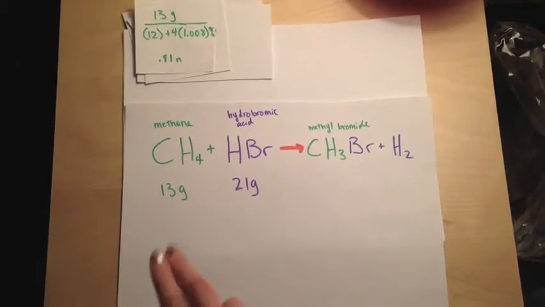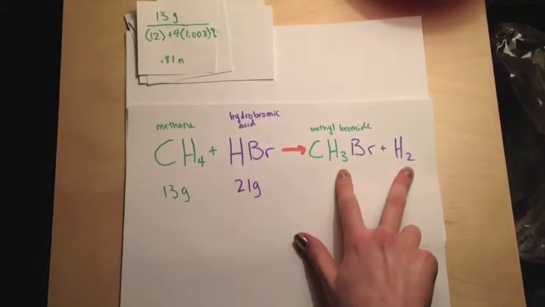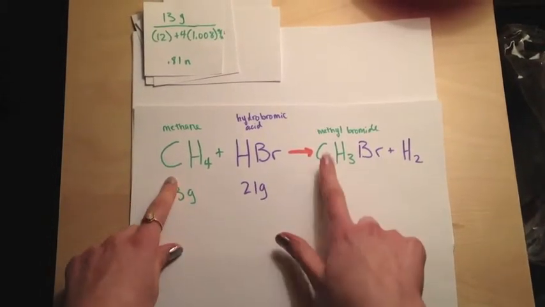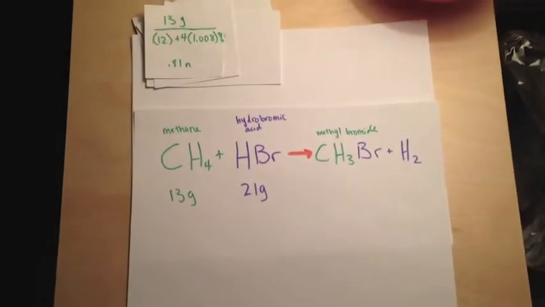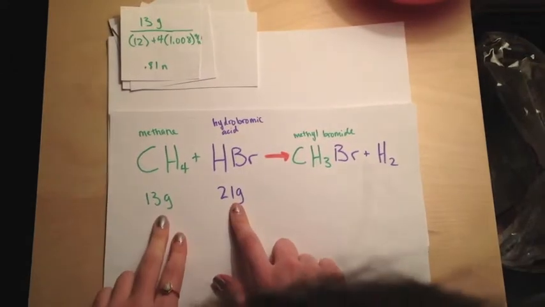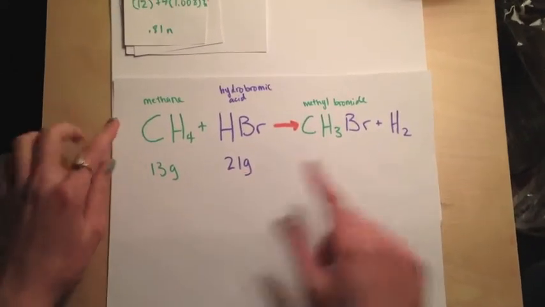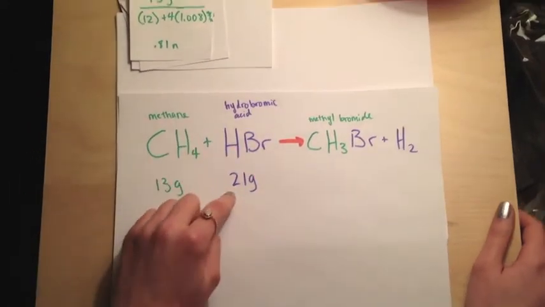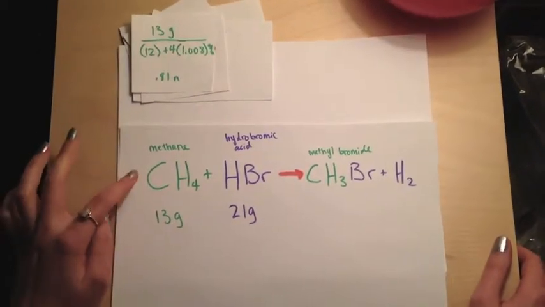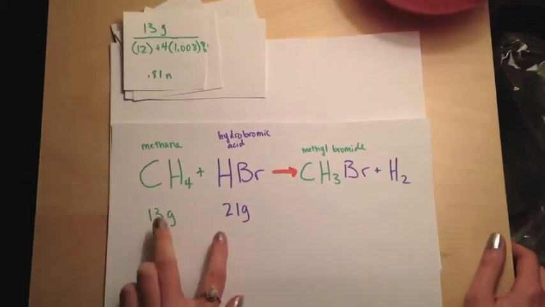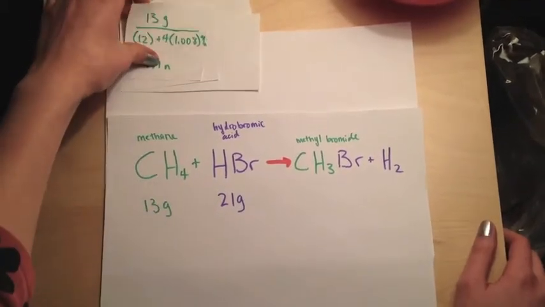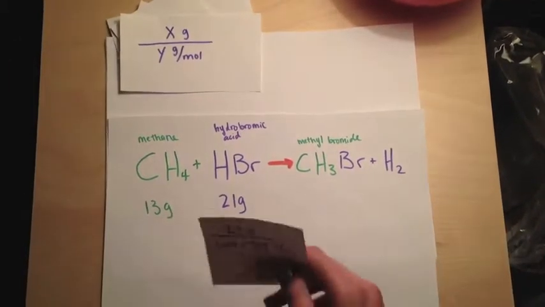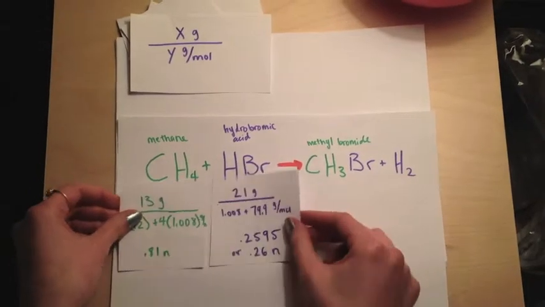So we have 5 hydrogens on this side, 5 on this side, 1 carbon here, 1 carbon here, a bromine and a bromine, so we don't have to do anything. We also have these 2 gram values, which is the amount of methane and the amount of hydrobromic acid. Since, as I said, the equation is giving us a mole ratio, these numbers are not very useful given that they're in grams. So the first thing that we're going to want to do is convert these numbers into moles.